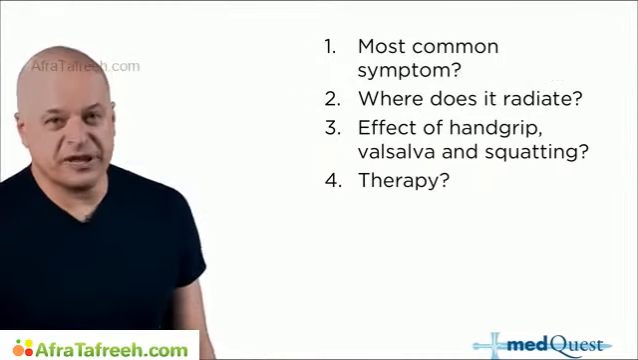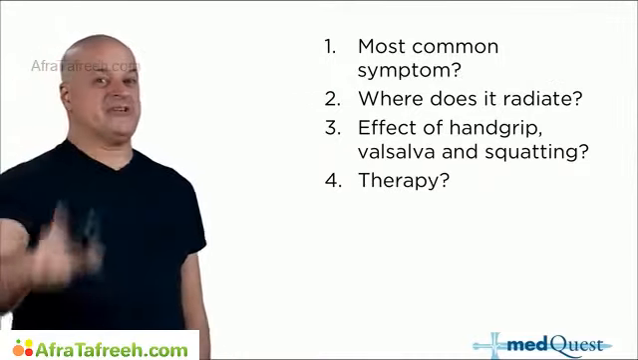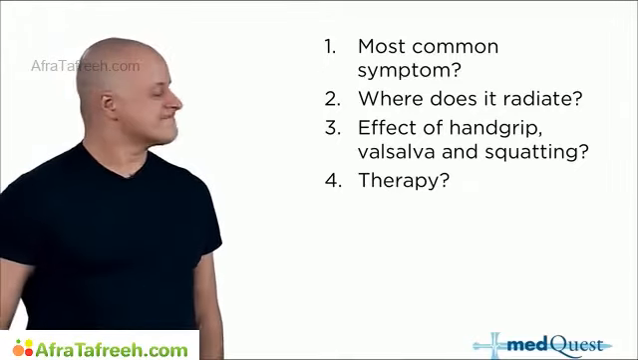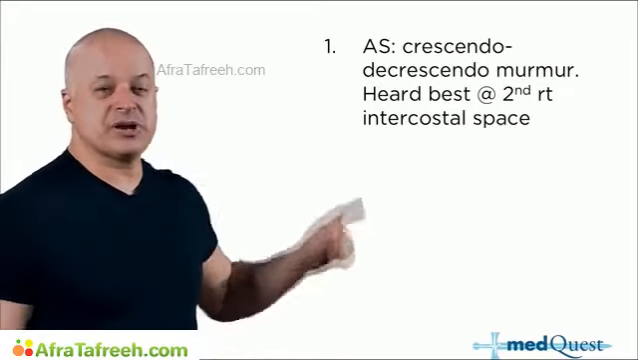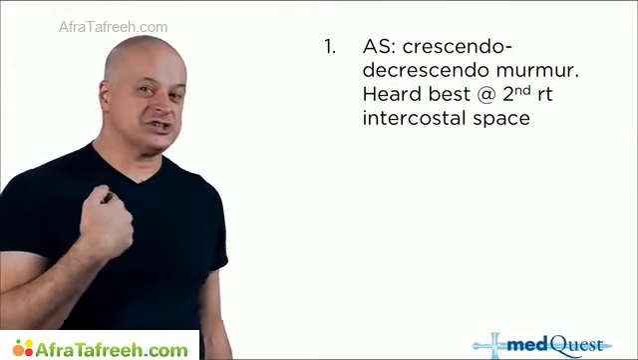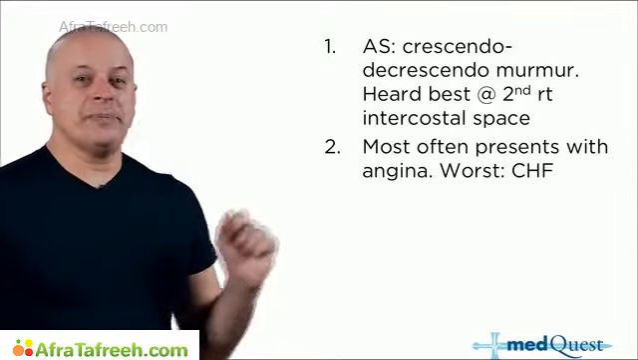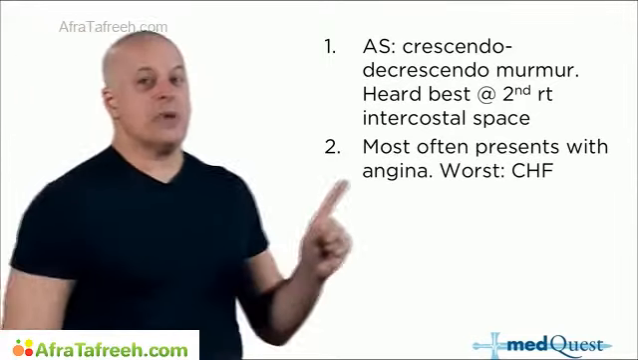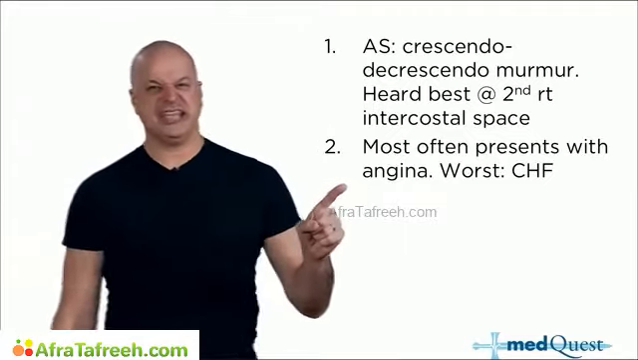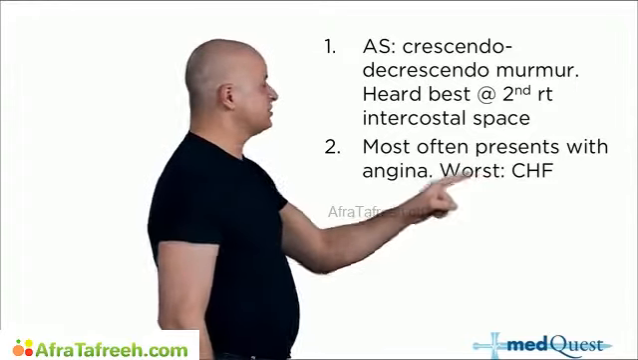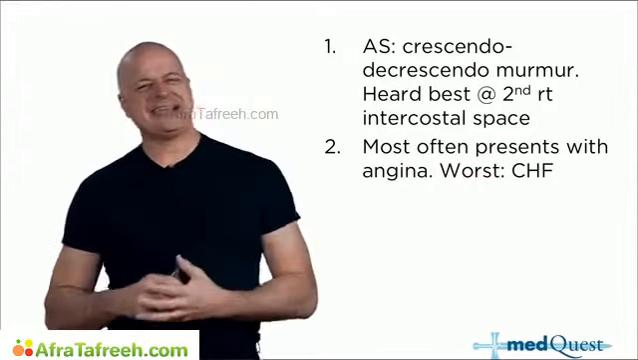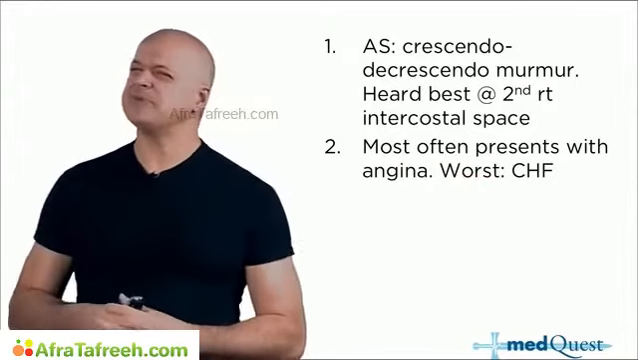Now, the therapy for aortic stenosis: there's no medical therapy. No medicines, not for aortic stenosis. This is aortic stenosis, crescendo-decrescendo. It's heard at the second right intercostal space, and it goes up into the carotids. The most common presentation is angina, chest pain, and the worst, the one that means you're going to die the soonest, is congestive failure.